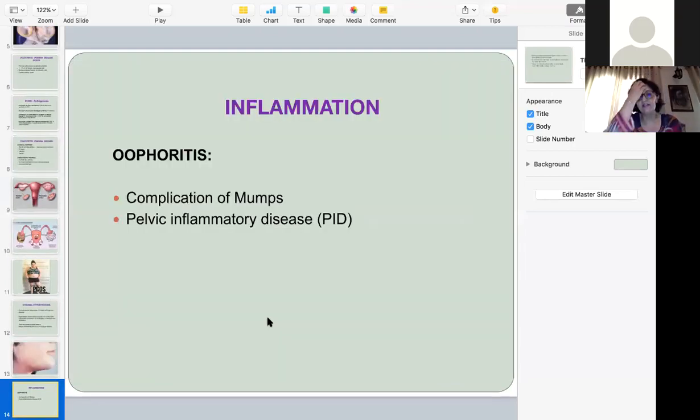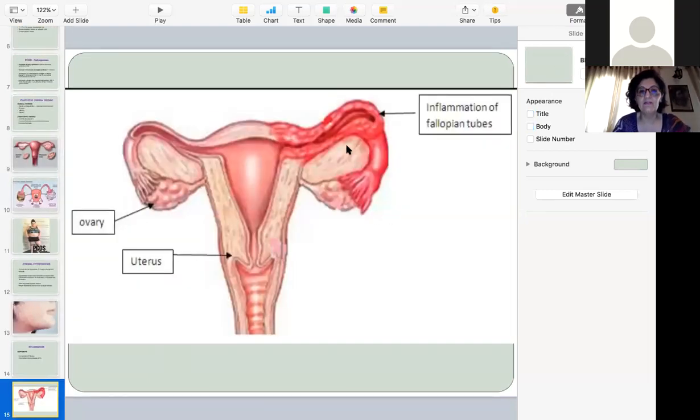Oophoritis is the inflammation of the ovary or inflammation of the fallopian tubes, and mainly it can be due to complication of mumps or involvement of pelvic inflammatory disease from the infections from the cervix and from the vagina. We won't go into those details, but this is how an inflamed fallopian tube may look like.